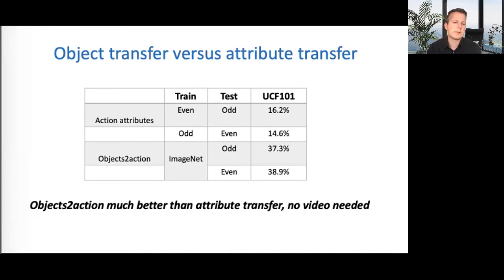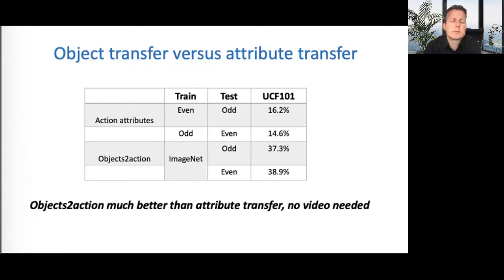We compare this with a traditional attribute-based approach. Here, the action attributes need to be trained in advance. So we split the UCF training set in two partitions, even videos and odd videos, and we use each split to train our action attribute classifiers and then report results on the other partition. Action attributes here can be things like torso twist and look down. Notice that these require annotations as well.